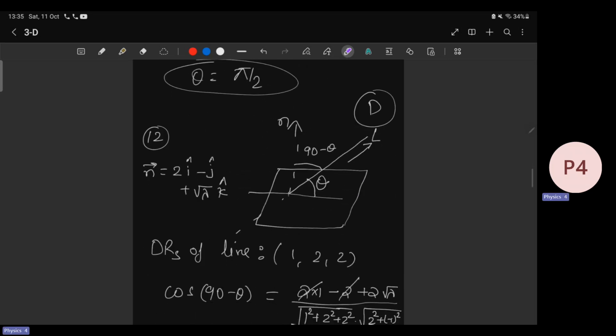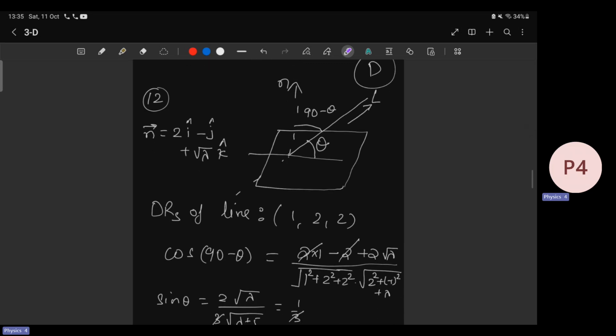Now we move on to the next question, that is question number 12. If the angle theta between the line (x plus 1)/1 = (y minus 1)/2 = (z minus 2)/2 and the plane is such that sine theta is 1 by 3. Suppose this is the plane we have been given and this is the line. This is the angle between the plane and the line.